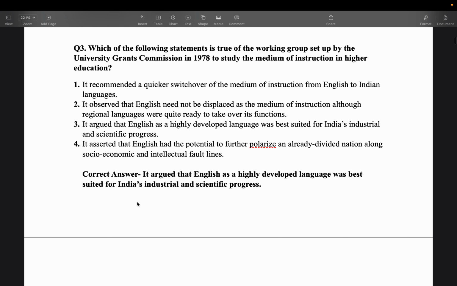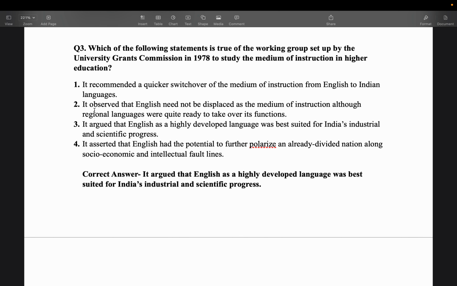Look, which of the following statements is true of the working group set up by the University Grants Commission in 1978 to study the medium of instruction in higher education? Listen guys, when the University Grants Commission studies the medium of instruction, if it is at the time of independence, then they will probably say Indian languages are important. In 1978, they will only say English is important. Did you understand? That is again common sense.